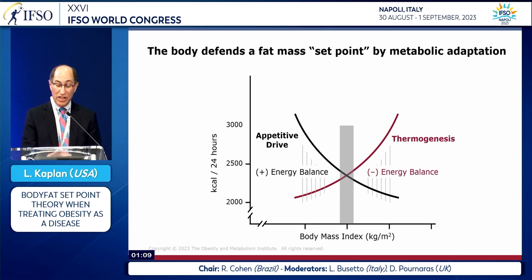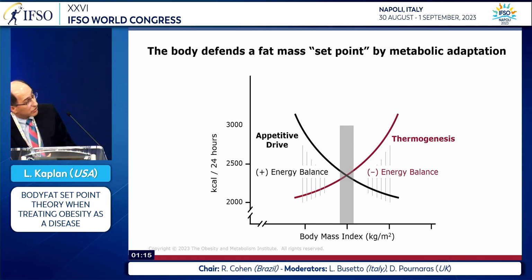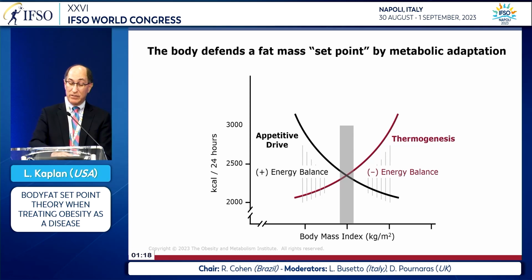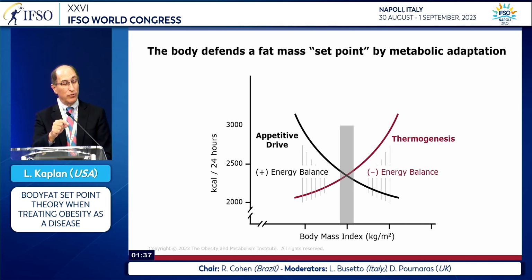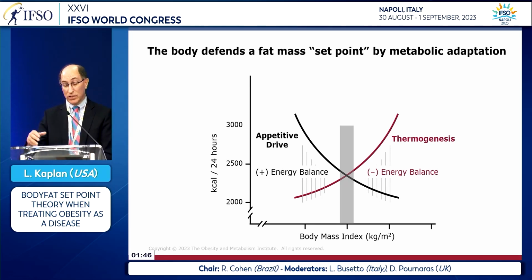And so when you summarize all that, the curve that looks black to me, I think it's green, anyway, it looks black to me, is the appetitive drive curve, and the curve that's red is the thermogenesis curve. As you move to the left, meaning that you lose weight by restricting your food intake, your appetitive drives go up, your thermogenesis goes down, you put yourself in positive energy balance until you regain the lost weight, which is exactly what you want to do after you've recovered from COVID, or the flu, or some operation.